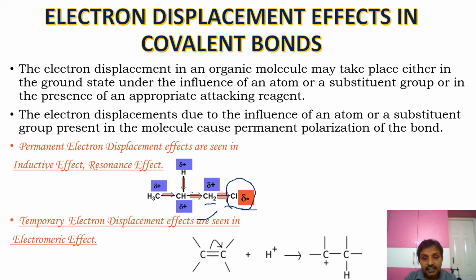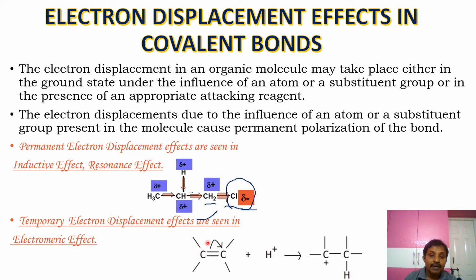Here is an example. This is a covalent molecule with a double bond, where two carbon atoms are bonded by a double bond. When an attacking reagent such as H plus comes close to the double bond, what happens? The pi bond undergoes cleavage, leading to the formation of a positive charge.